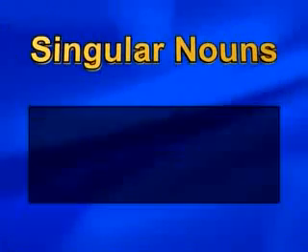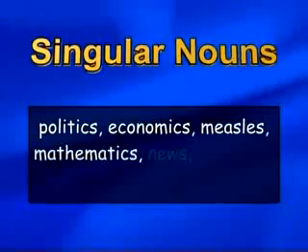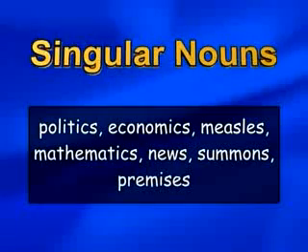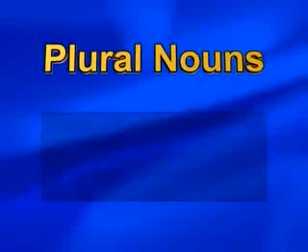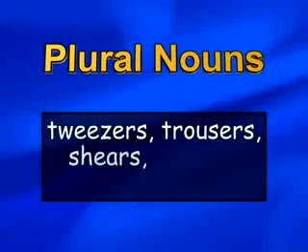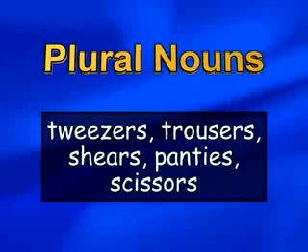There are some nouns which are always singular, though they may look like plural nouns. The list includes words like politics, economics, measles, mathematics, news, summons, premises, etc. And there are other words that are always plural, usually because they have two parts, such as tweezers, trousers, shears, panties, scissors, etc.